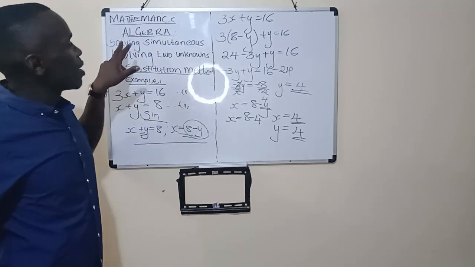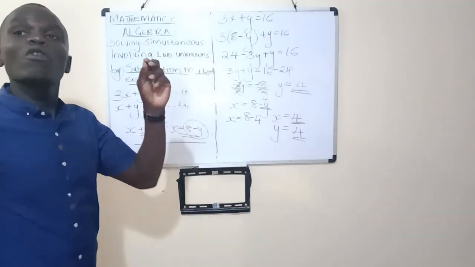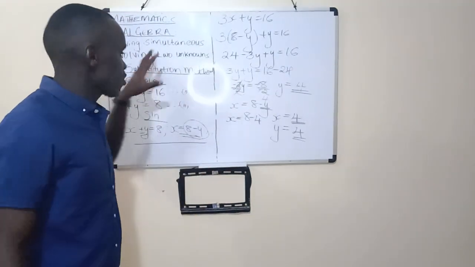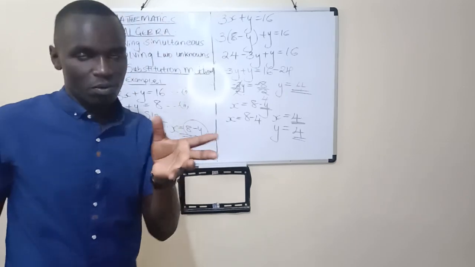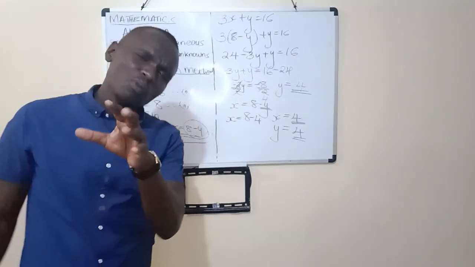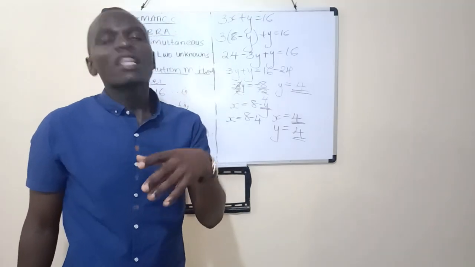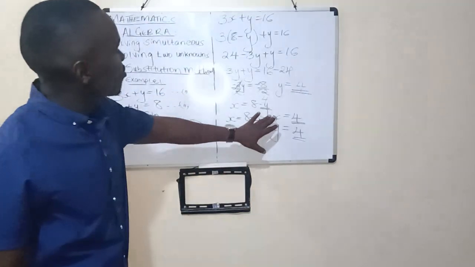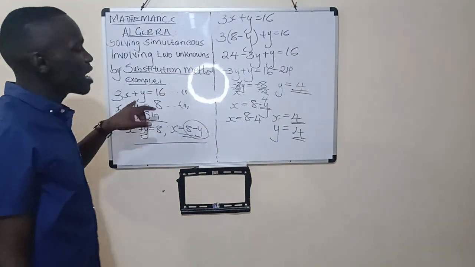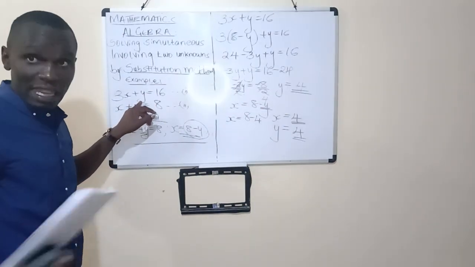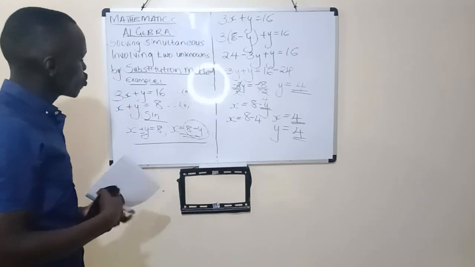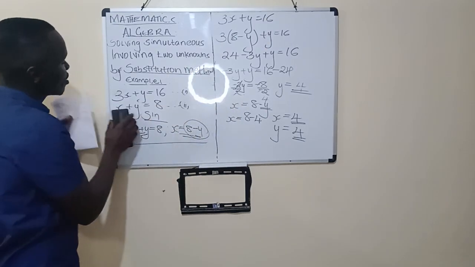Remember, we were solving simultaneous equations involving two unknowns. So the two unknowns, we use the substitution method to get what is not known. Are you together, learners? Now, in this case, sometimes it's good to prove or to check whether the answer is correct. Now we have the value of x as 4 and y as 4. You can just come here and replace directly to see whether it is the truth.